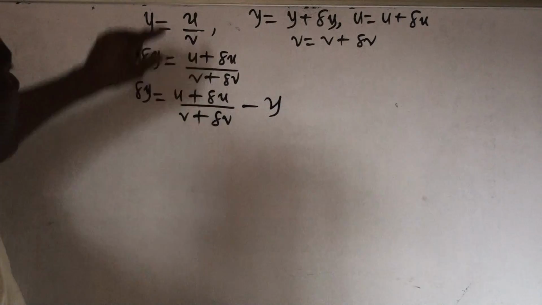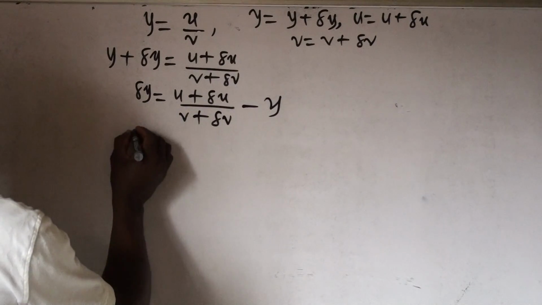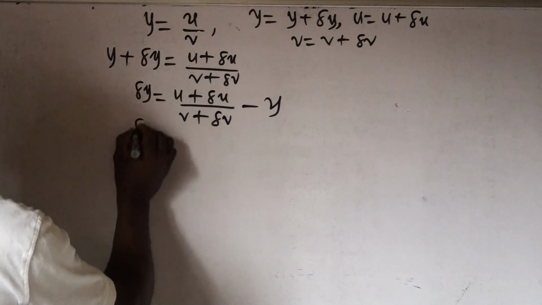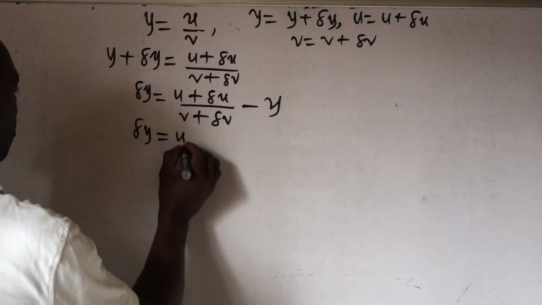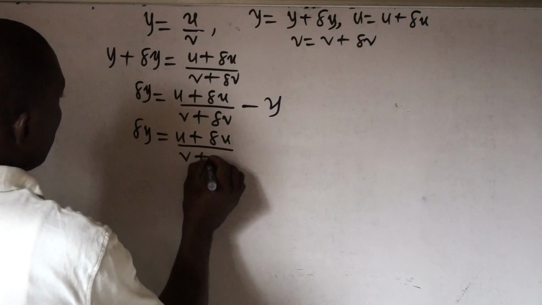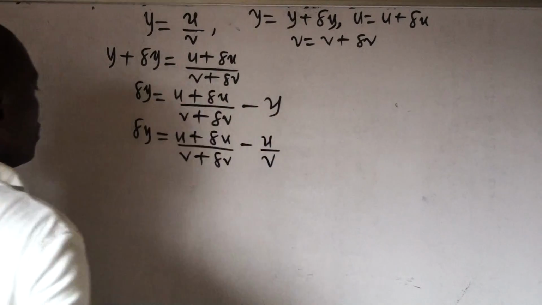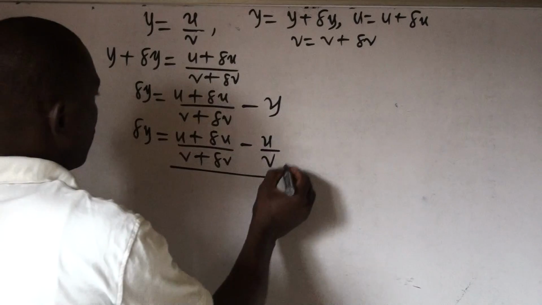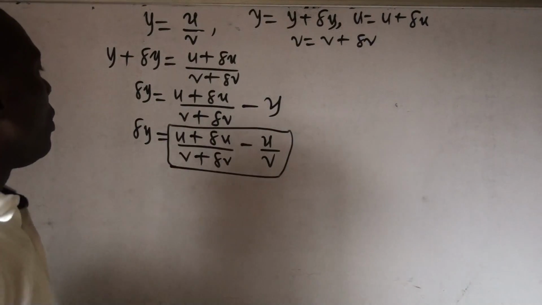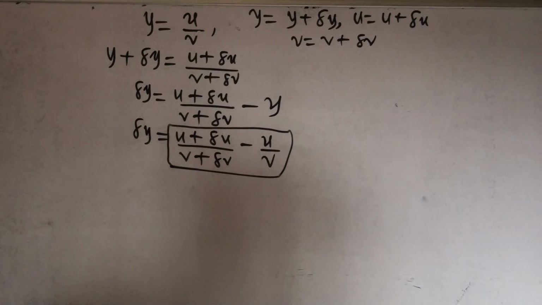If you look at our function here, y is u over v. So we substitute it on the right-hand side in place of y. So delta y is equal to u plus delta u all over v plus delta v minus u over v. The whole of this expression is a fraction already, and we have to simplify before we can move further.